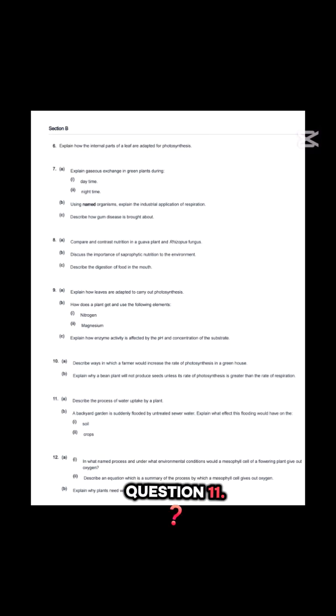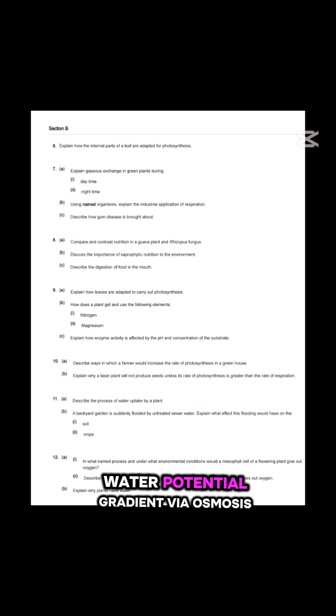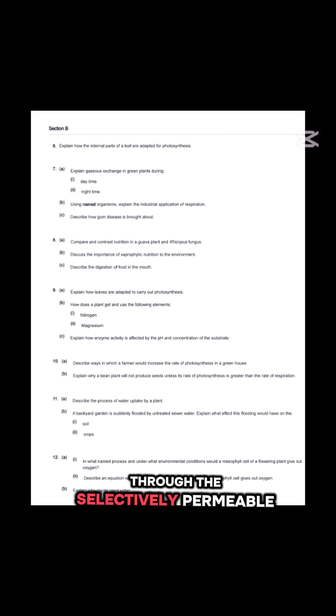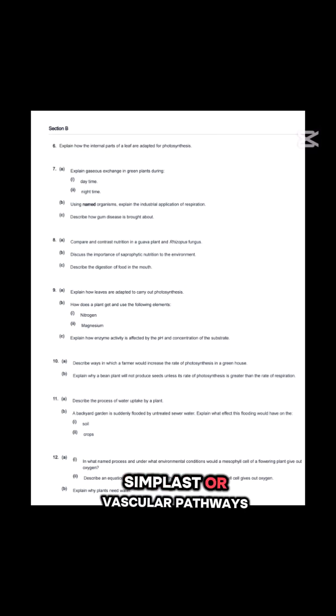Question 11. A. Describe the process of water uptake by a plant. The soil solution typically has a higher water potential than the cytoplasm of root hair cells. Water enters the root hair cells down a water potential gradient via osmosis through the selectively permeable cell membrane. Once inside, water moves across the root cortex cells, cell by cell, via apoplast, symplast, or vacuolar pathways, until it reaches the xylem vessels, where it is drawn upwards to the leaves by transpirational pull.